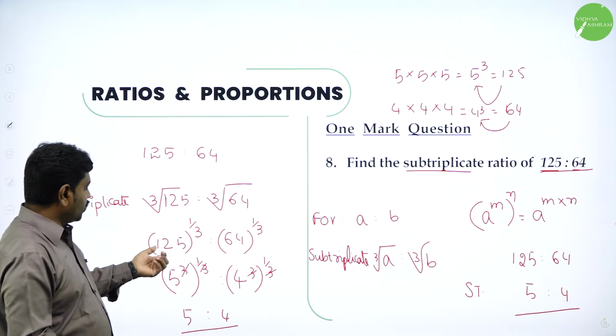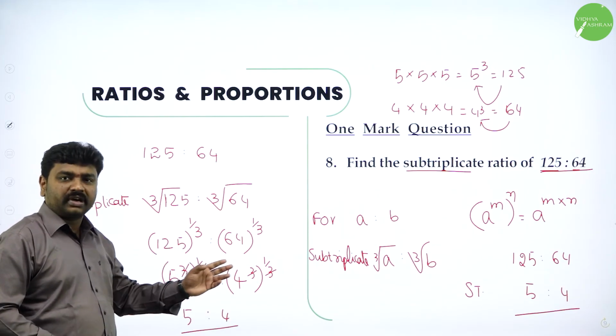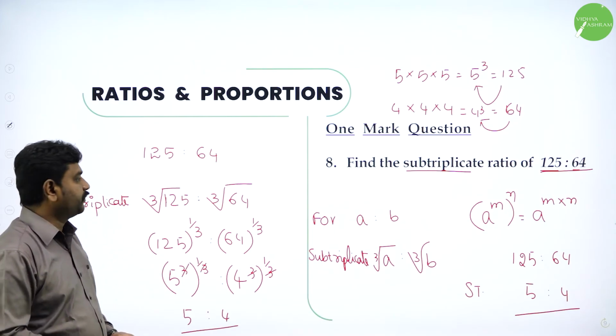And write 125 in terms of cube. You know 5 cube is 125. 64 can be written as 4 cube, 4 power 3.